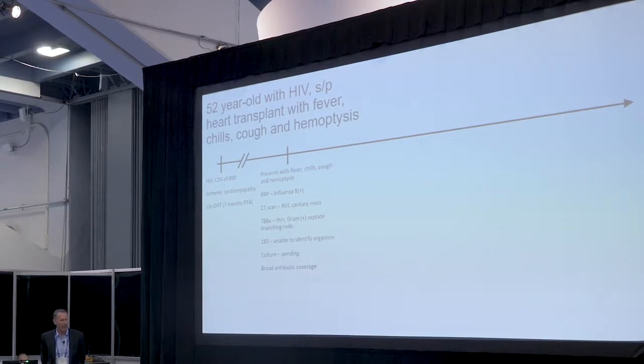Now at the time we went ahead and sent the Karius, but Karius was new to us when this patient presented, so we weren't really sure how it was going to work out. So we went ahead and did a Karius, and we did a transbronchial biopsy. And by the next day, we got the call that we had branching rods on the biopsy. So that certainly made us suspicious for a nocardia infection. 16S was also sent on that biopsy and came back as unable to identify an organism, and the cultures were, of course, pending.